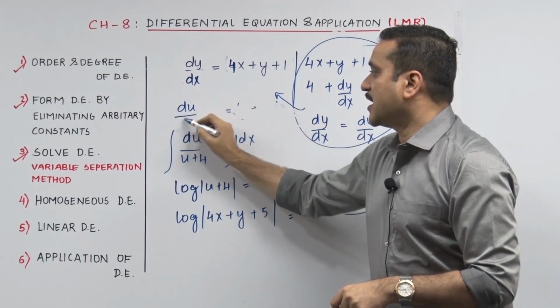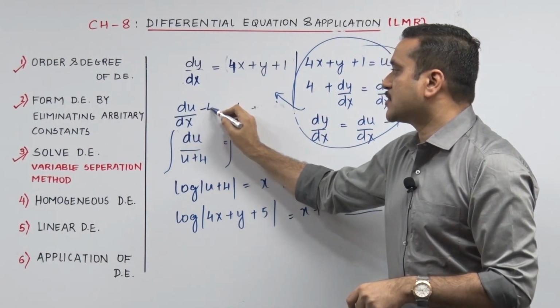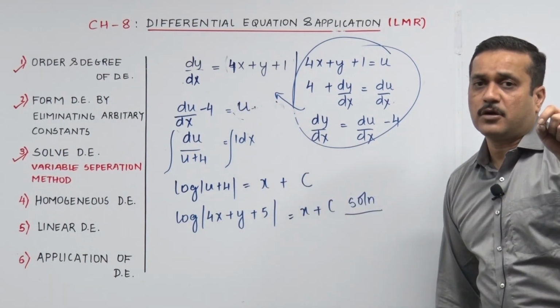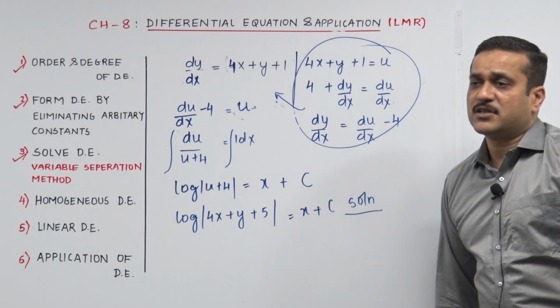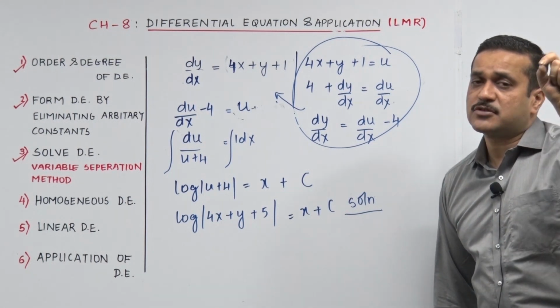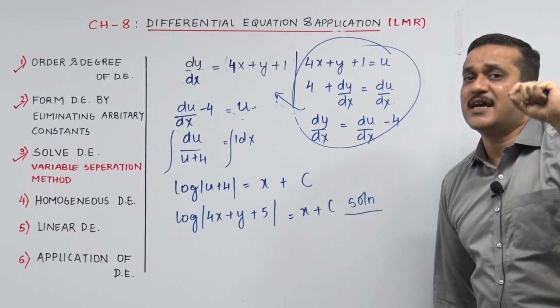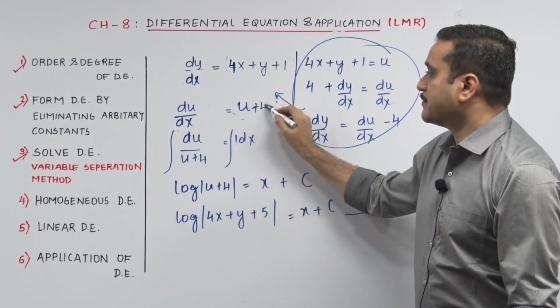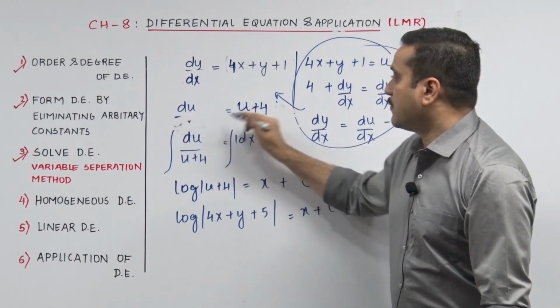Let me come in once again, du by dx minus 4 in place of your dy by dx, and that was by substitution u. Now from here on, you go by a normal method, variable separation method. Try to get your dx on the floor. So du dx on the floor, du is already on the floor. So dx on the floor. How? First push your 4 on the other side, done sir. And then get your dx on the floor, done sir.